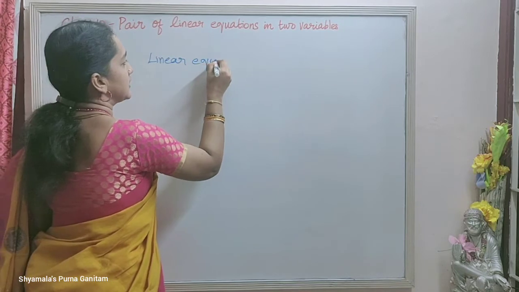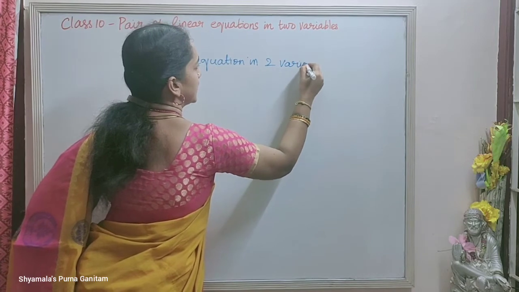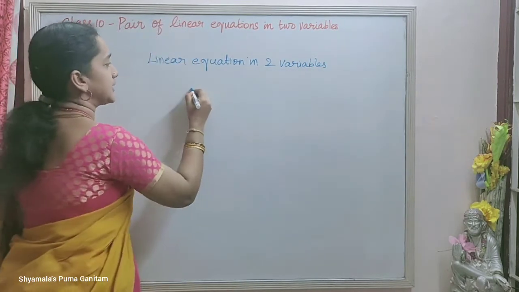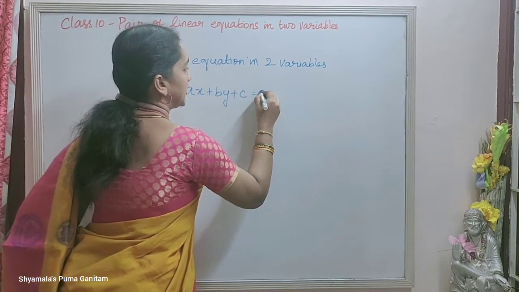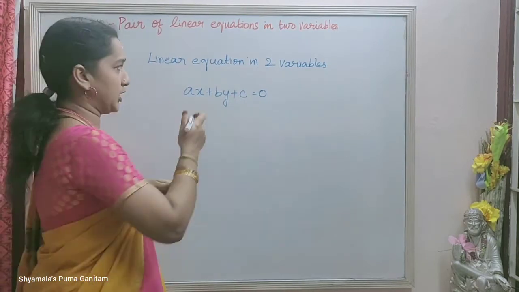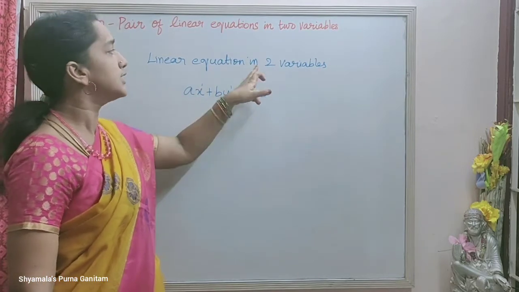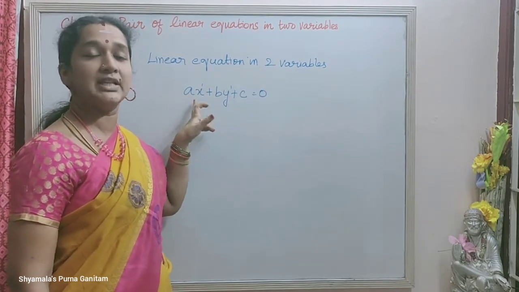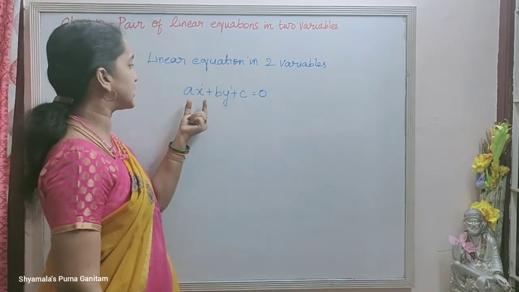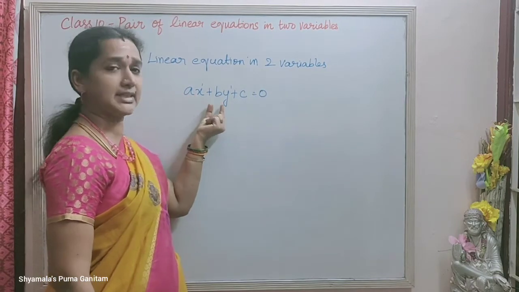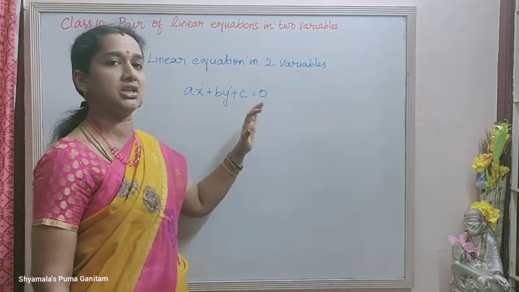Linear equation in two variables. So an example of a linear equation in two variables is ax plus by plus c is equal to 0. So this is a linear equation, that is, the degree of this equation is 1. We will say this is a linear equation in two variables, as we are having two variables here, x and y. So this type of equation is called a linear equation in two variables.